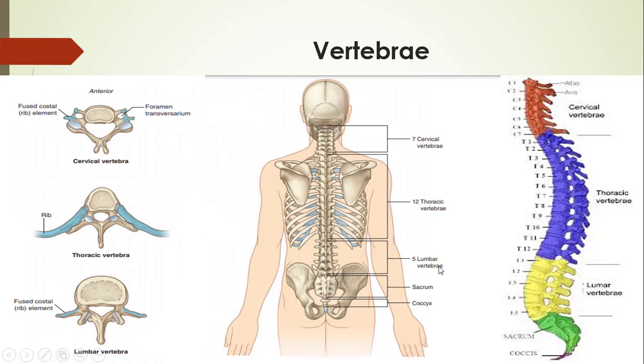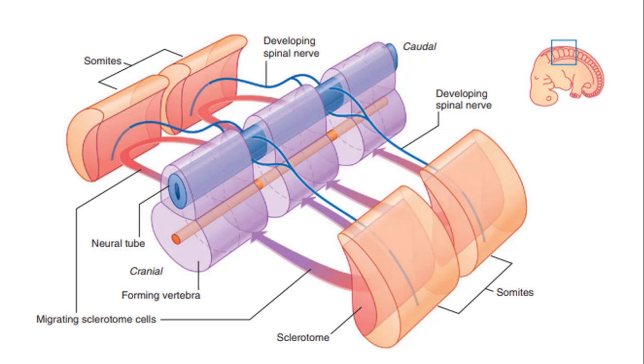Now, let's talk about the embryological origins of vertebrae. In the embryo, the vertebrae are formed intersegmentally, as we can see in this picture. Each vertebra is derived from cells called sclerotomes. Now, the sclerotome is the inner medial layer of somites. Each somite has an inner medial layer called the sclerotome, and an outer lateral layer called the dermomyotome. Vertebrae originate from the sclerotomes, or the inner medial layers.